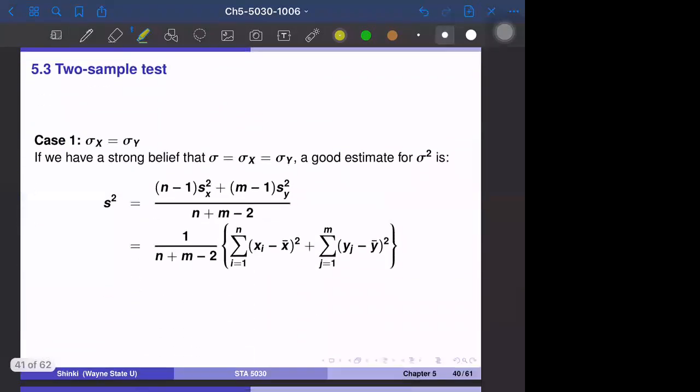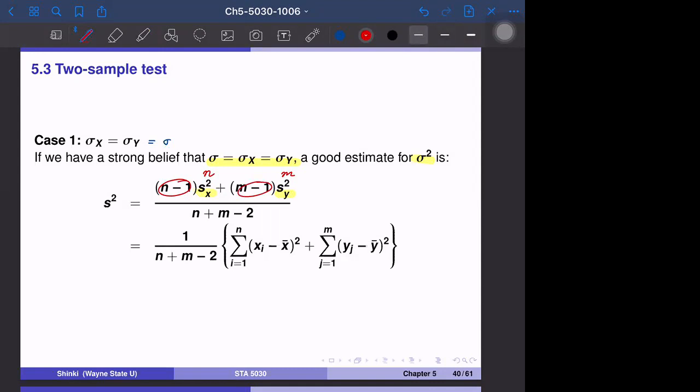Take the case where sigma x is equal to sigma y. In this case, we basically estimate only one sigma, so we use both the information of x and the information of y to estimate sigma. Sigma is estimated by the weighted average of the sample variance of x and the sample variance of y. Since x has n observations and y has m observations, we have the corresponding weights.